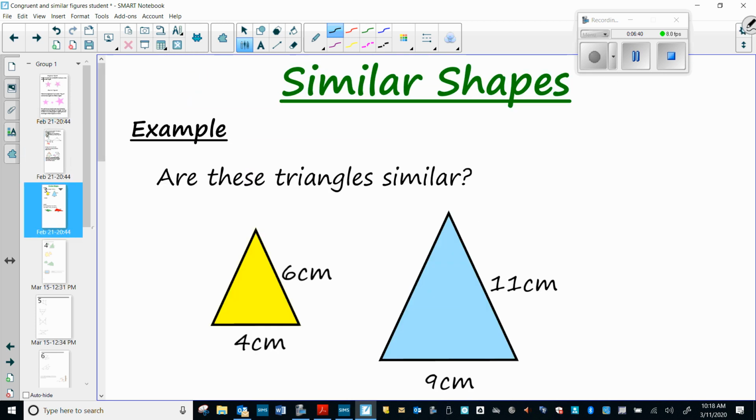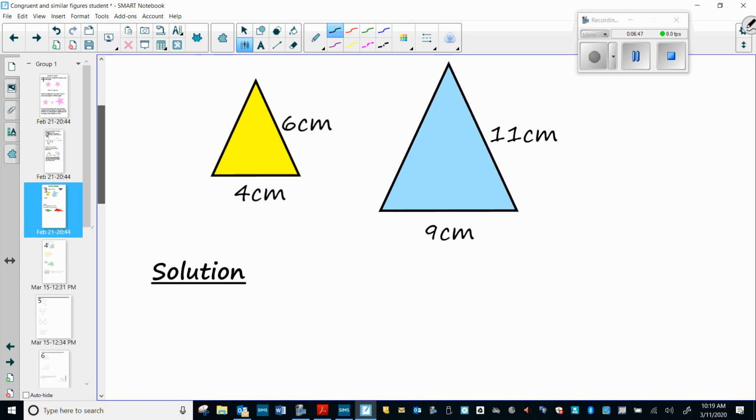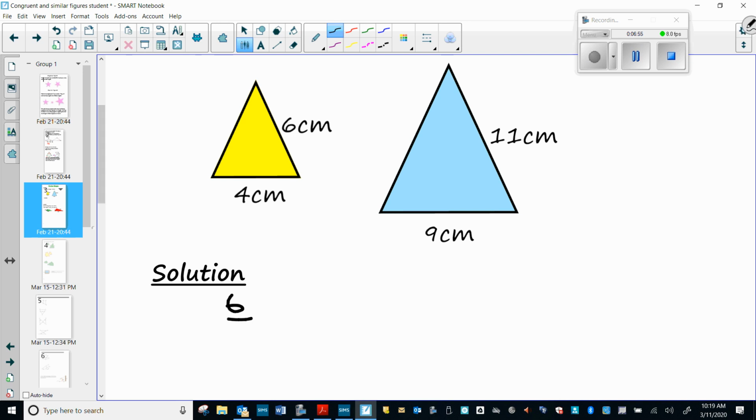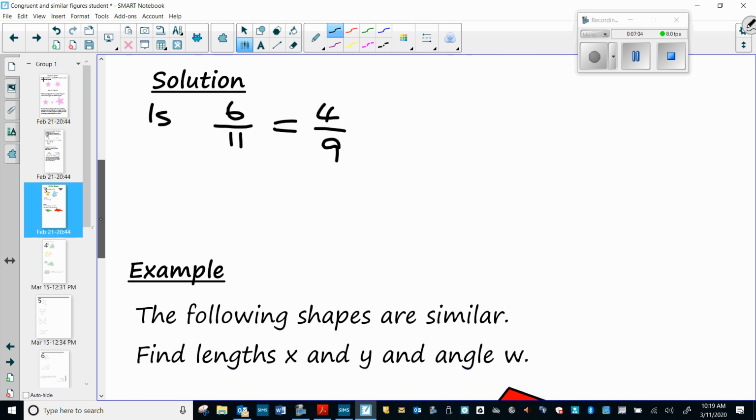Okay. Right. We're asked, are these triangles similar? How would I show if they're similar or not? Suggestions? Yeah, find the ratio. So what should I do? 6 over 11. Is 6 over 11 equal to what? 4 over 9. Okay? How are we going to establish that?